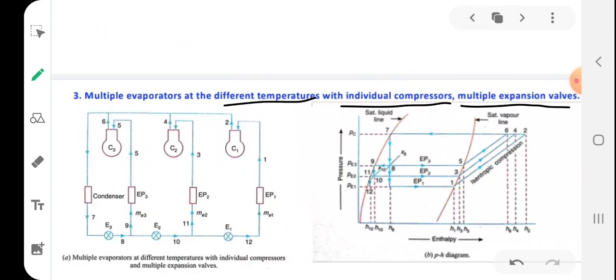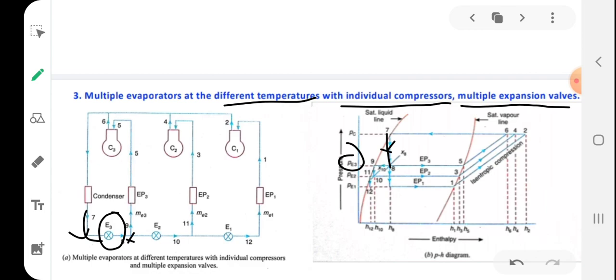But students, the case is different here. Here you can see that the same stream is coming from the condenser to expansion valve E3. All the refrigerant from the condenser flows through the expansion valve E3, where its pressure is reduced from condenser pressure to evaporator pressure PE3. So pressure reduction takes place here.